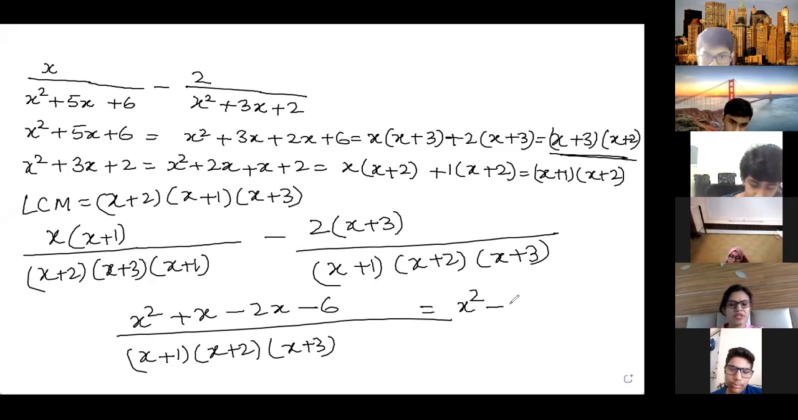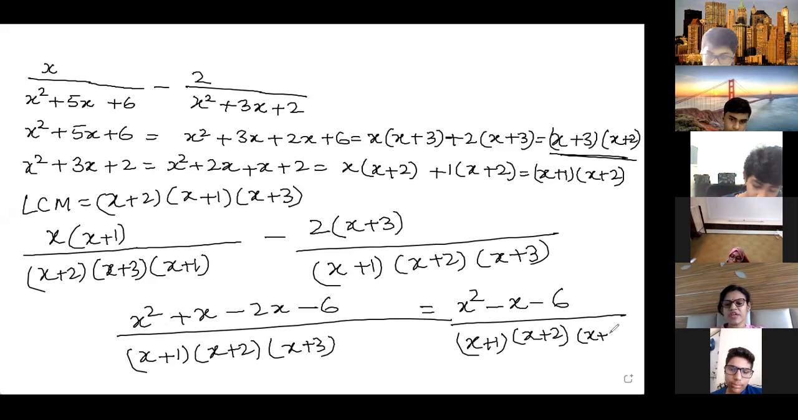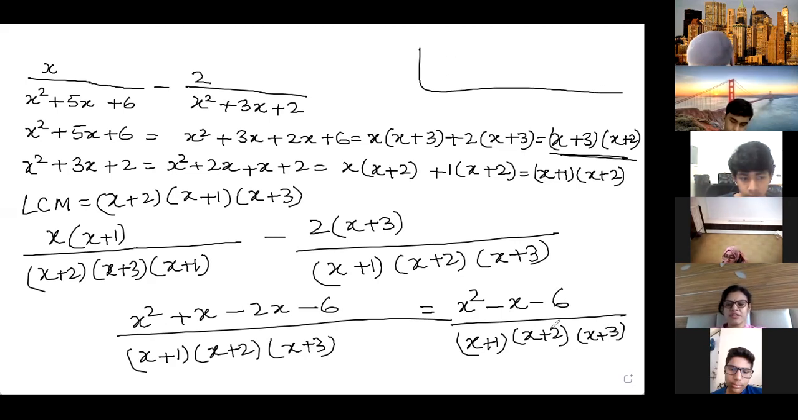x square minus x minus 6 upon x plus 1 into x plus 2 into x plus 3. Now just see if you can factorize this also. Can you factorize this? Just factorize over here in rough and see what you are getting, so that if anything can cancel from top and bottom, it is simplified also.